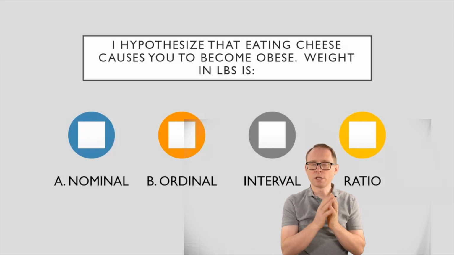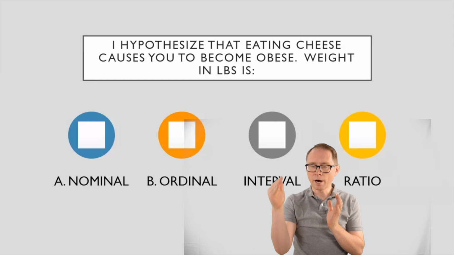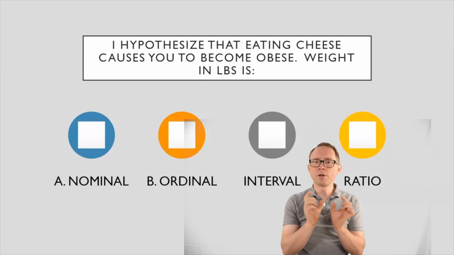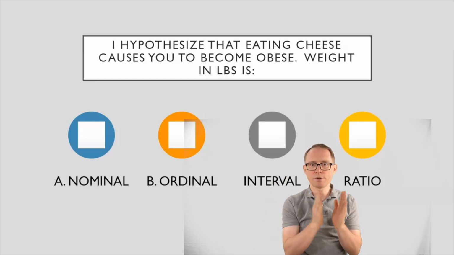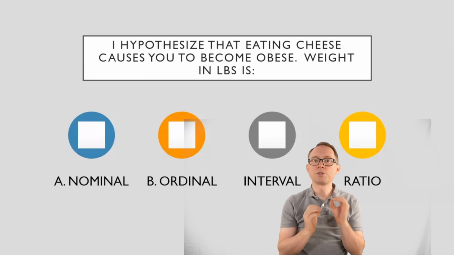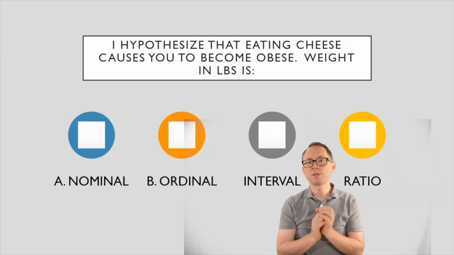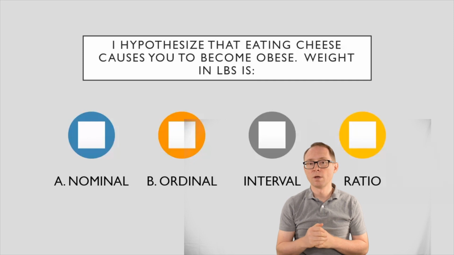So we know that there's at least an ordinal version, right? Because a higher number means more weight. We know that the intervals are the same because each pound is exactly 1 pound. And we know that 0 means no pounds. Therefore, we have ratio data.